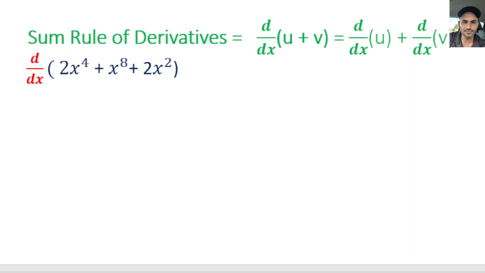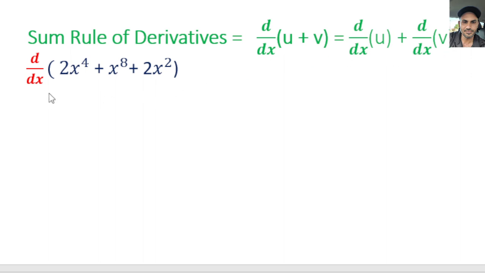So if we have a function that is the sum of two functions, or just the sum of two functions or more, when we take the derivative of this particular expression, we basically take the derivative of each individual function and then add them up. So the derivative of the sum of two functions or more is equal to the derivative of each function plus the other function plus the other function. Okay, so the derivative of the sum equals the sum of the derivatives.